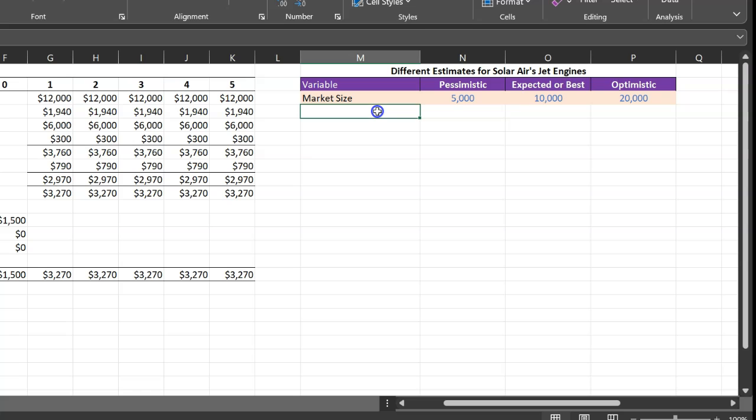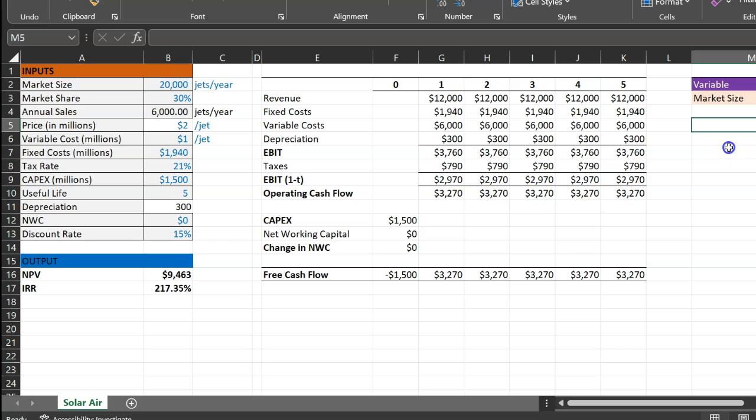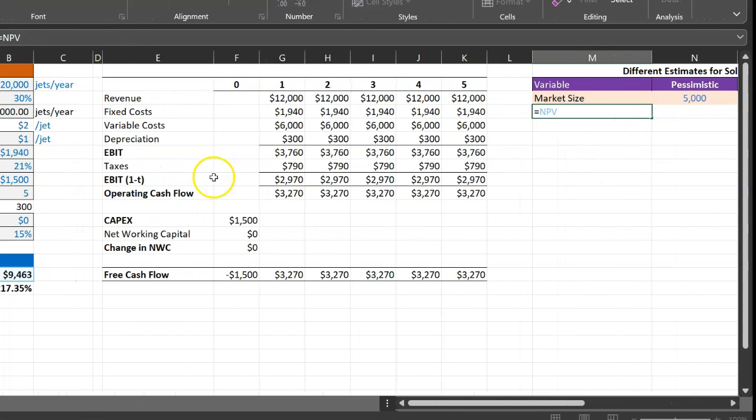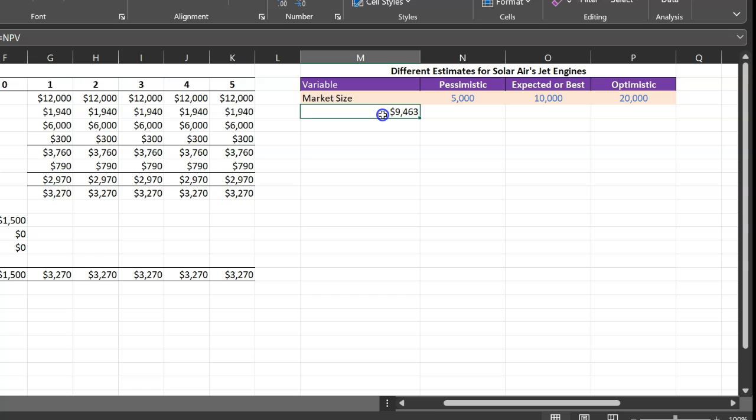You basically take this cell right here, right below market size, and you say equal to, and you cell reference this NPV number right here. What it essentially is doing is copying the NPV calculation formula that you have here over here. So that's the first thing. The next thing that you want to do is start from this cell and highlight all of this area, like so. All I did was take this cell, click here, and then highlight this entire thing.